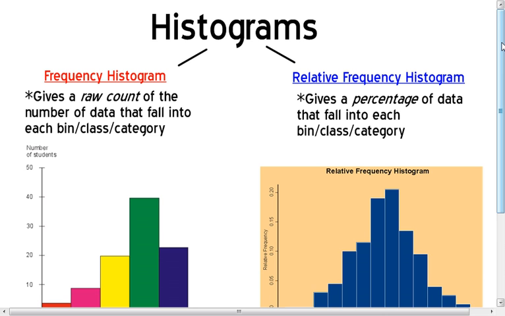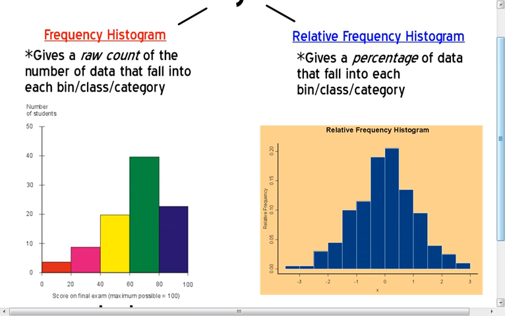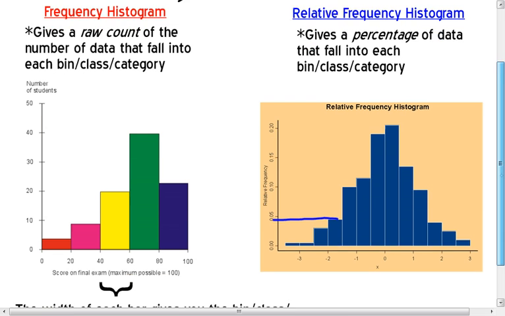One of them is just a regular frequency histogram, and what that does is it gives you a raw count. It tells you 5 people are in that category, or 10 restaurants are in that category, or whatever. So those are the frequency ones. And then the relative frequency gives you a percentage of whatever's in that category. So like right here, you can see that about 5% of all of the data would fall into that bar. Okay, so that's the difference. Frequency histograms give you a raw count, and relative frequency histograms just give you a percentage of the data that fall into that category.